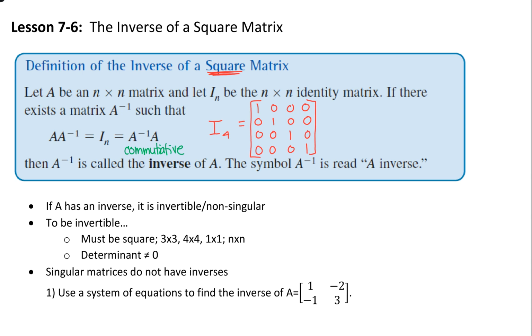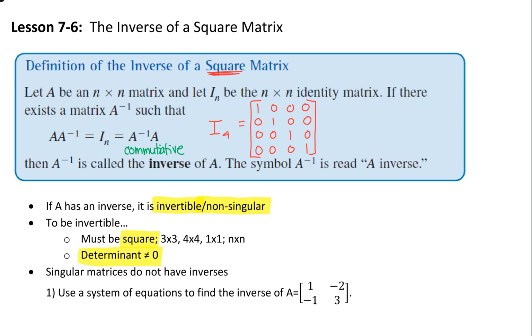All right, a few things about an inverse. If A has an inverse, then it is what we call invertible. Another way to say this is that it's non-singular. In order to be invertible or non-singular, it has to meet two criteria. One, it must be square, as we talked about in the definition of the inverse of a square matrix. And next, the determinant must not equal 0.